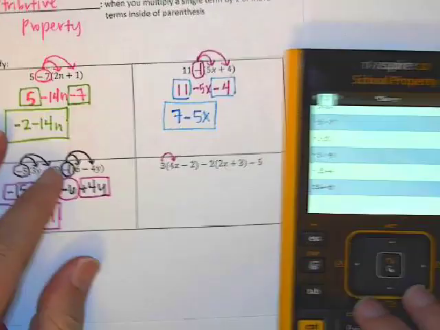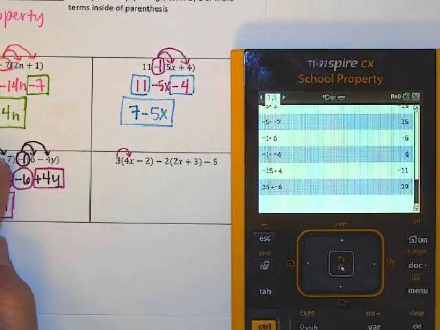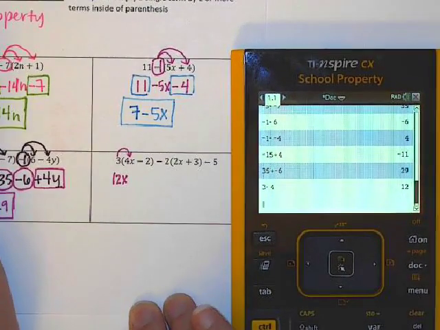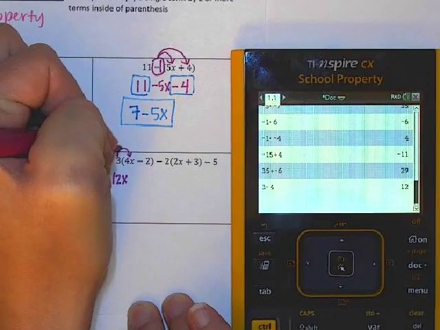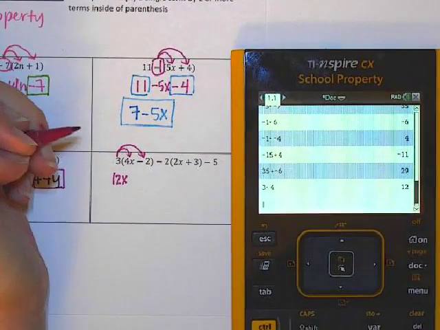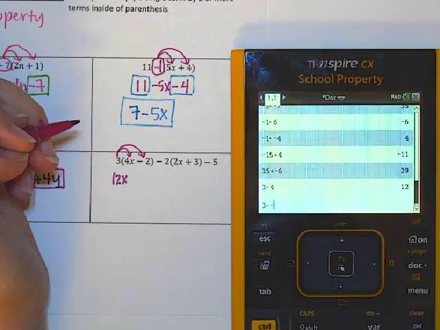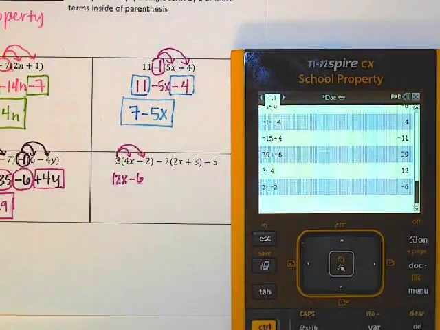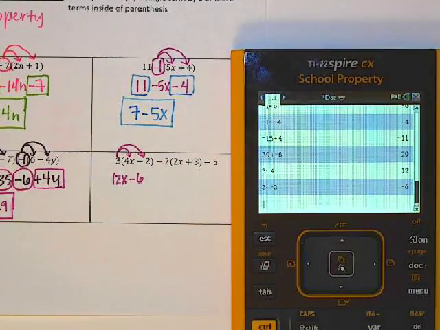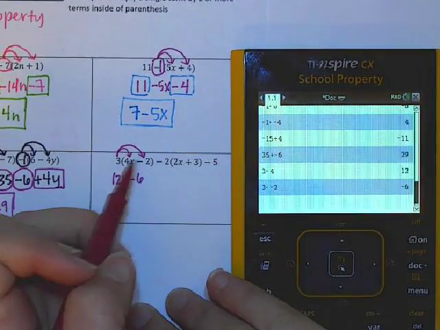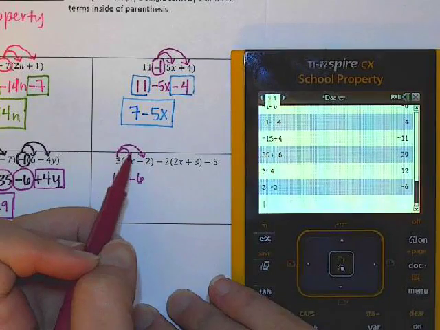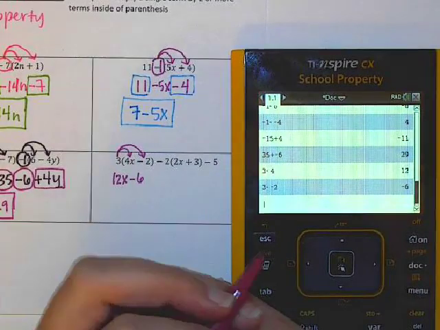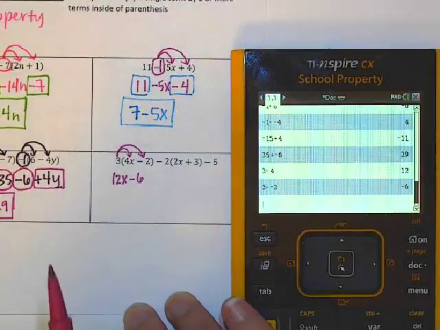If I don't know, that is perfectly okay. 3 times 4 gives me 12x. Don't forget that variable. Then I take this 3 and I do times negative 2. So 3 times negative 2 is negative 6. Does it need a variable? No. Now, make sure you multiply both numbers. Take the 3, multiply the 4, then take the 3 and multiply again. Anytime you're distributing, you're always multiplying.